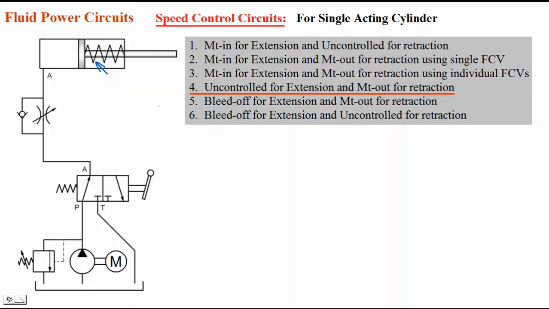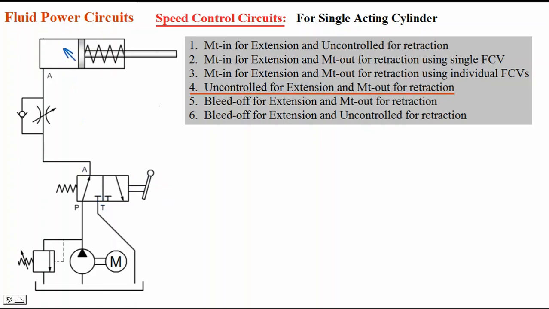Look here. Here, this is uncontrolled for extension and meter out for retraction. In first position, oil is flowing from P to A and it will flow through this check valve. This flow is free flow. That's why cylinder extension speed is not controlled. Means it will extend with higher speed. When I keep the lever in the other position, A to T connection is made and oil which is there in the cylinder will come out.